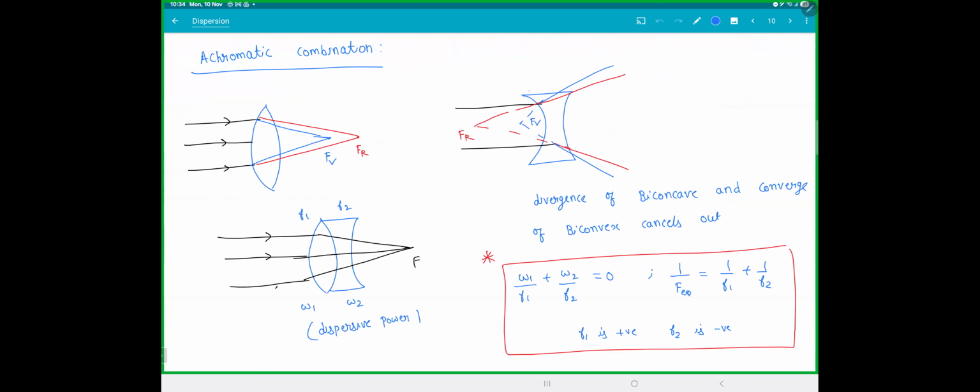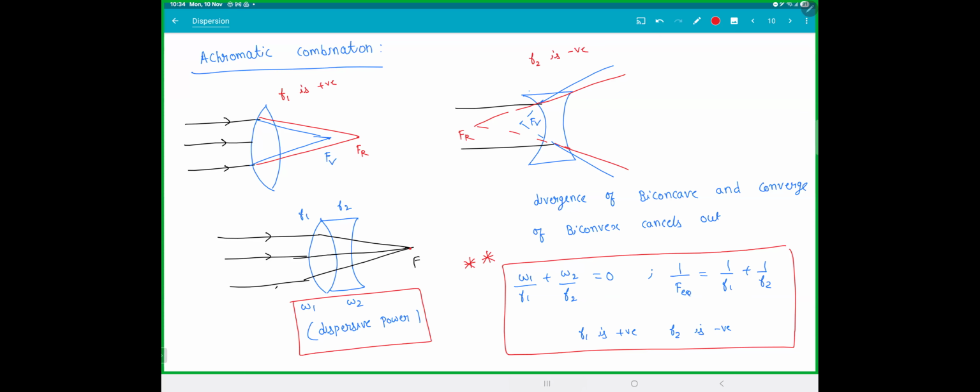This is called achromatic combination. You should definitely mark up this formula. Even at Mains, in this entire dispersion chapter, if you can't remember anything, at least remember this. This will come a lot. This is called achromatic combination. What it will do is make sure all the light rays meet at the same point. You don't get a distorted image. And this is the formula for that. Omega is not angular velocity, remember, it is dispersive power. Omega 1 by f1 plus omega 2 by f2 is 0. This focal length f1 is positive because it is converging, and f2 is negative because it is diverging.